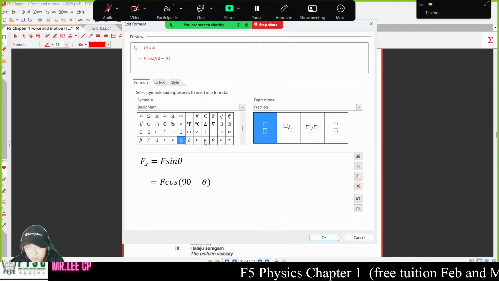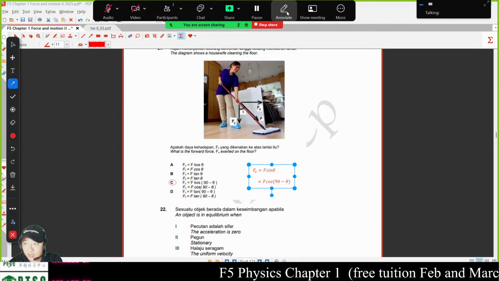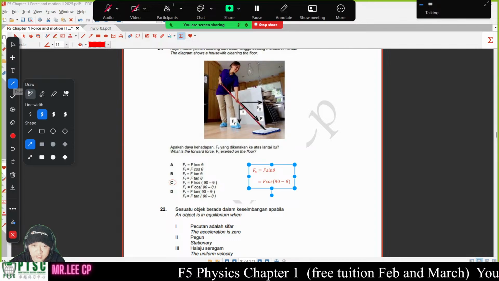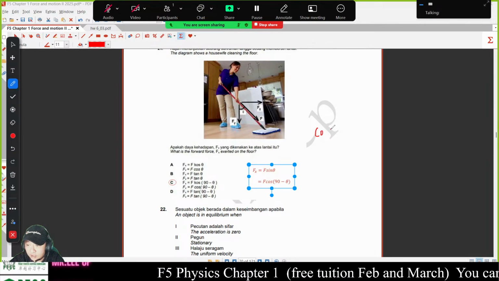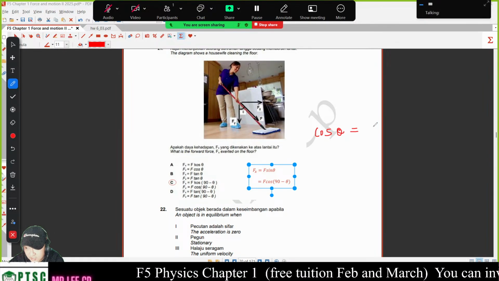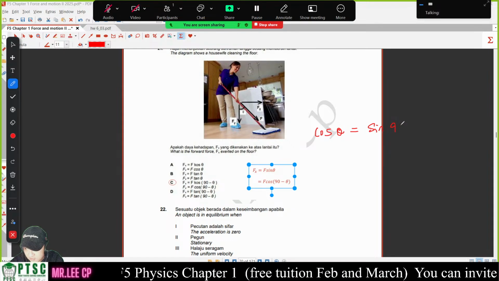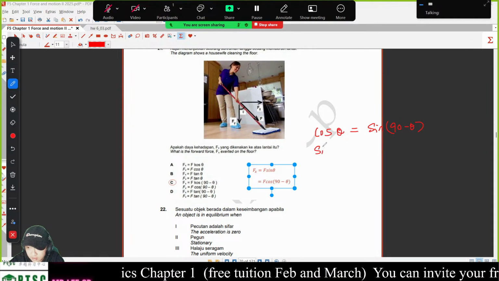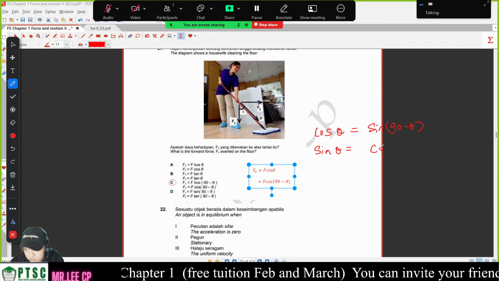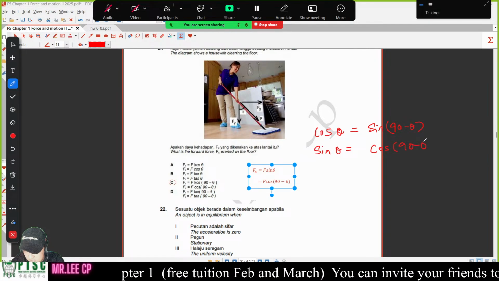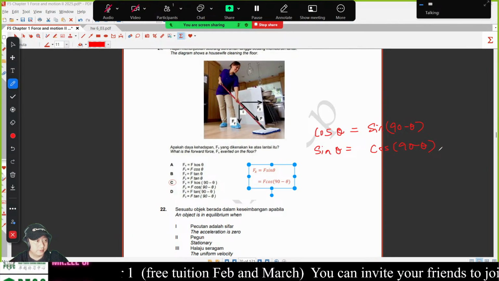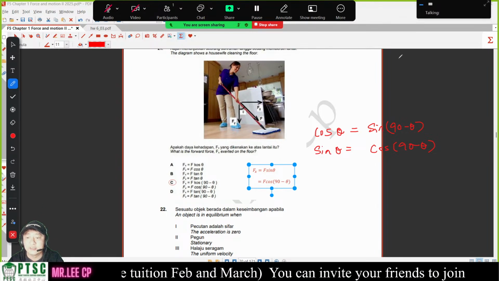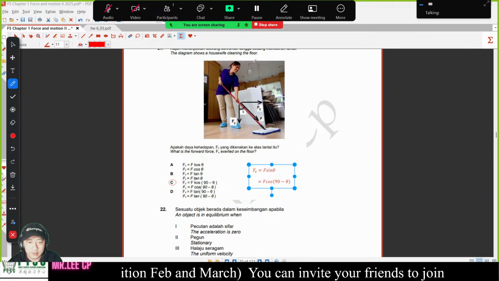If you learn trigonometry in maths, you will learn this. Cos theta is equal to sine 90 minus theta. Sine theta is equal to cos 90 minus theta. If you learn trigonometry, you will learn this, in maths.